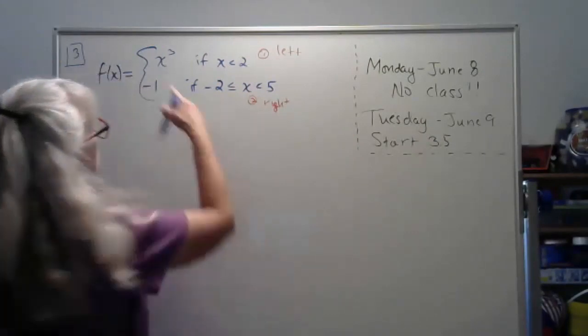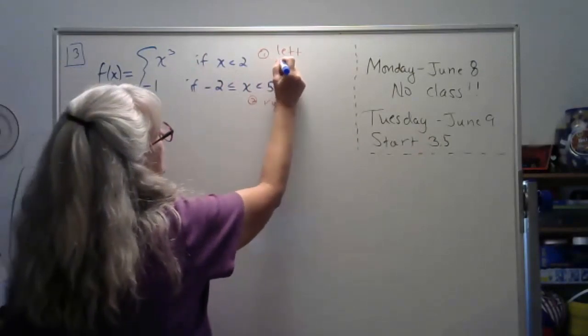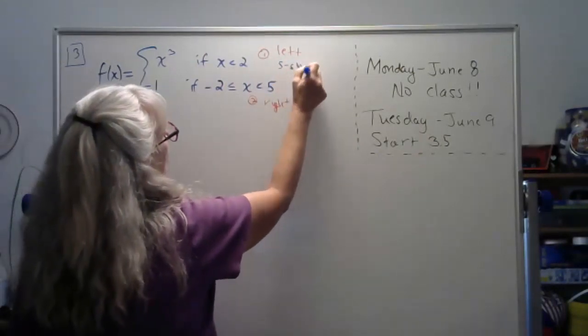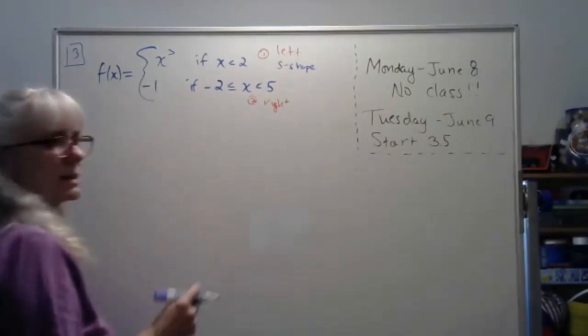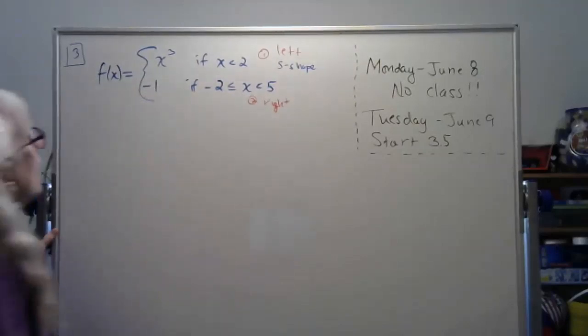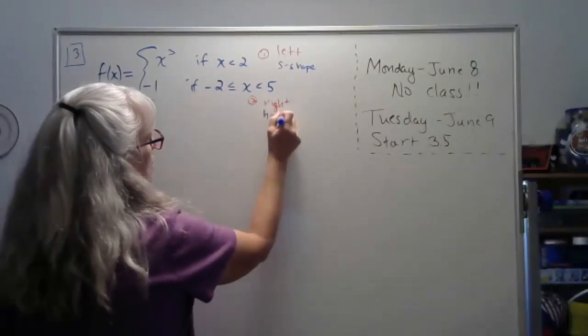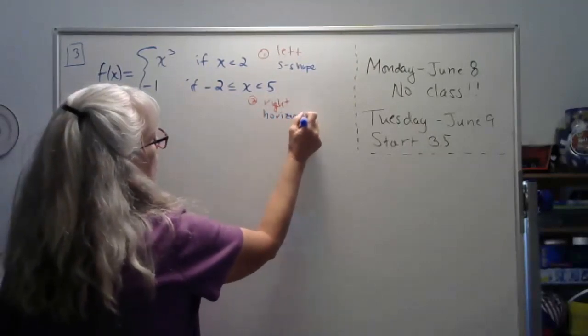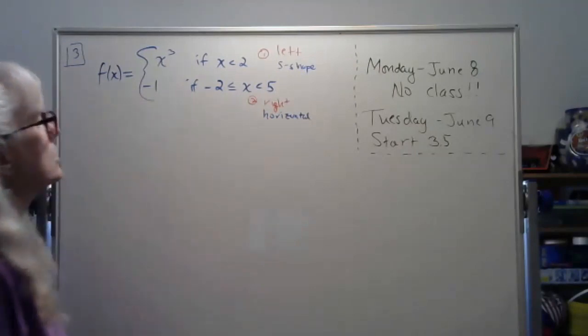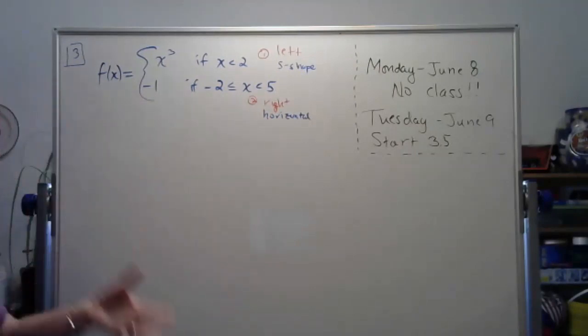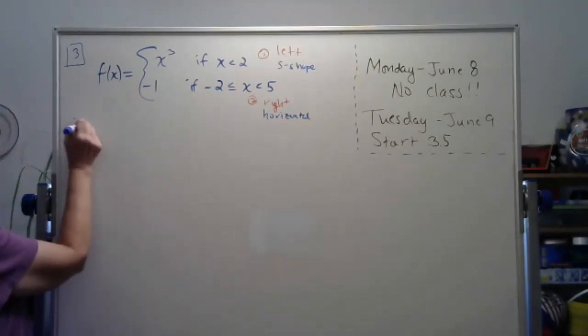In terms of what they are, well, x cubed we just saw was one of our toolbox functions. So we know that this is going to be that S shape. We're going to have to plot some points to figure out exactly where the S shape is. This -1 is a constant, so we know that this is a horizontal line. Okay. And again, it just helps if you've got some idea of what you're doing before you go and do it.